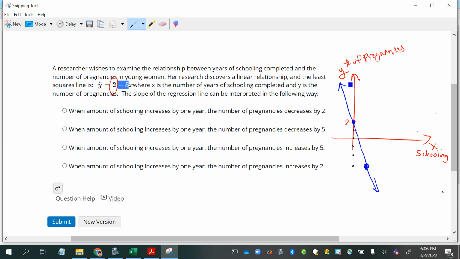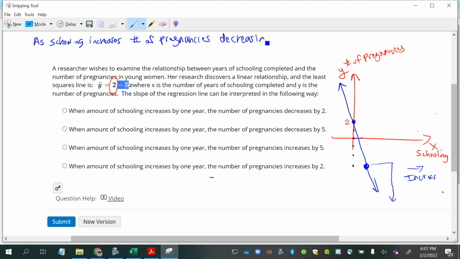Okay, so what you're seeing here is that as the number of years of schooling increases, okay, because the years of schooling are increasing to the right, right? So as schooling increases, I would say this, it appears that as schooling increases, what is happening as we move to the right, we're having to go lower to stay on the line, right? So as schooling is increasing, the number of pregnancies is decreasing. So the more you go to school, the less time you have for kids, I guess.